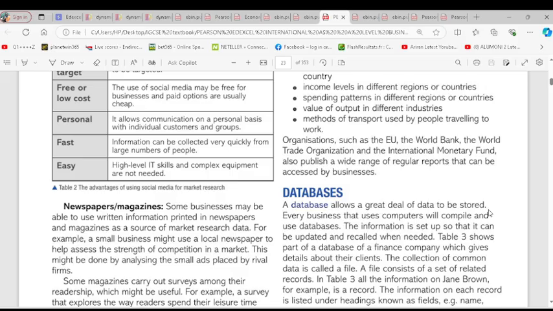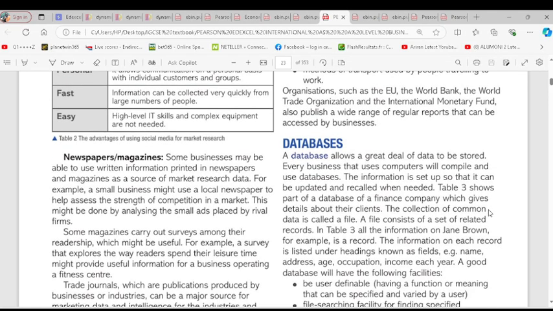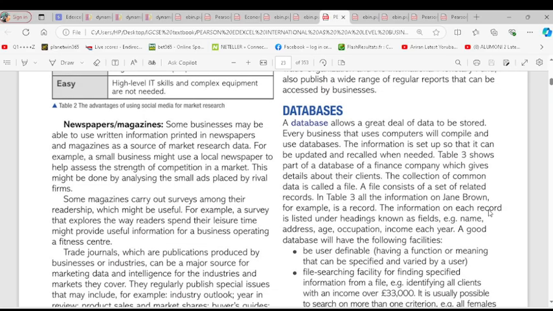So the next secondary data is newspapers and magazines. Some businesses may be able to use written information printed in newspapers and magazines as a source of market research data. For example, a small business might use a local newspaper to help assess the strengths of competition in the market.